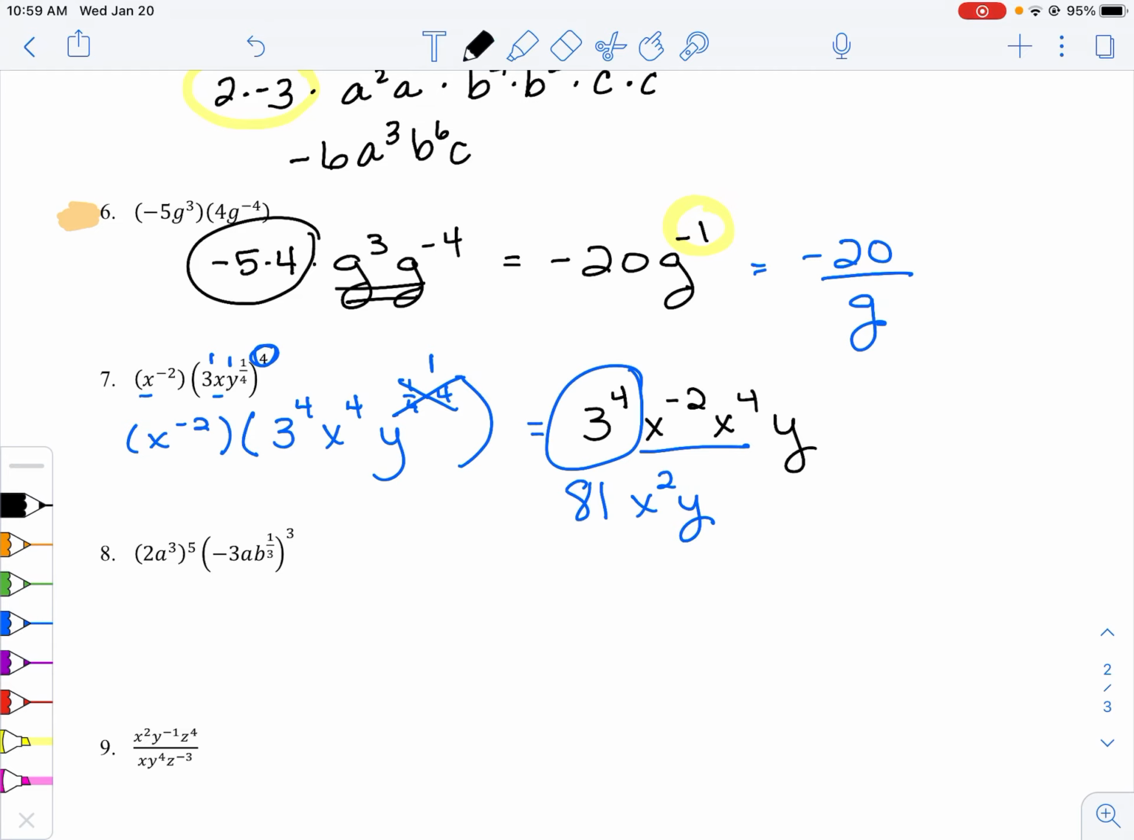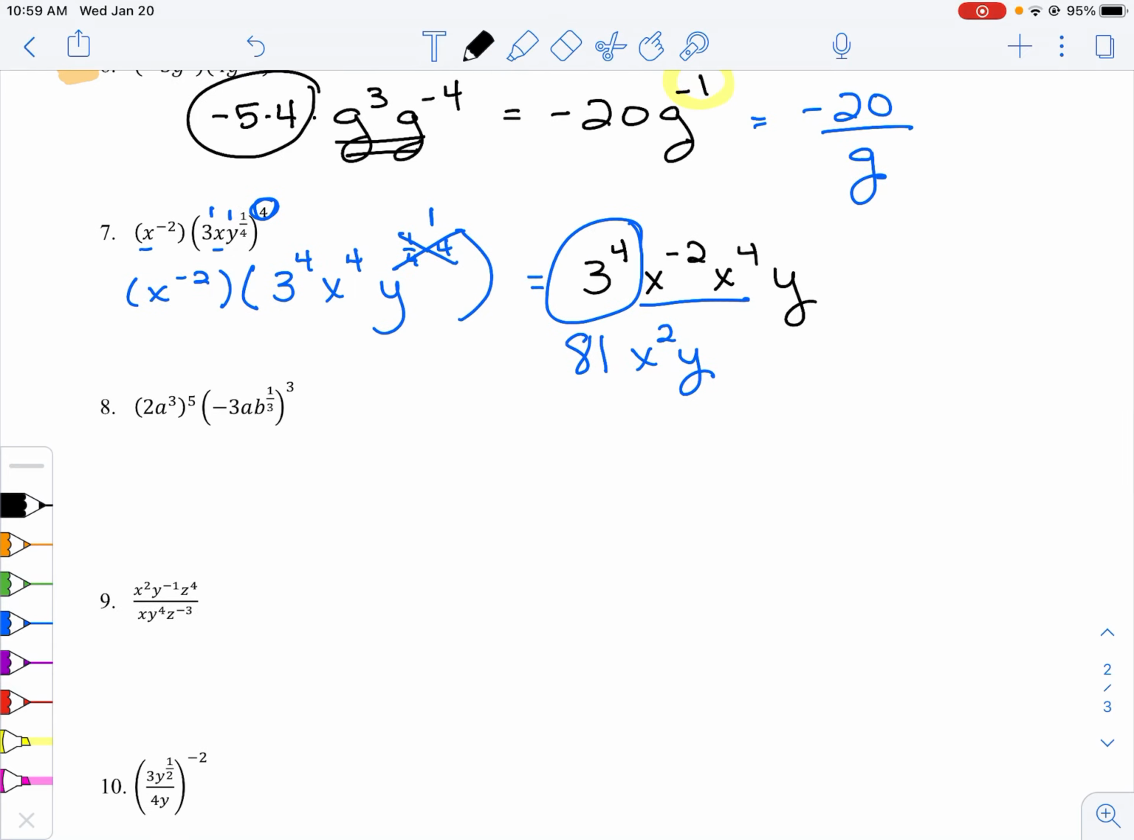All right, number 8 is another combo problem. I've got these outside powers I have to deal with first. So I'm going to give out that 5, and I'm going to give out that 3. So I get 2 to the 5. I get a to the 3 times 5, which is 15. And 2 was just to the 5 because it was 1 times 5.